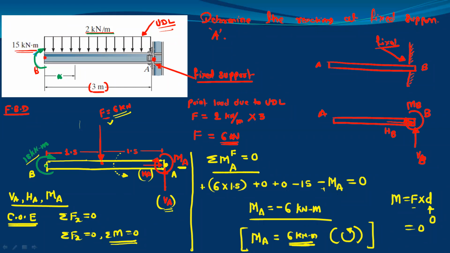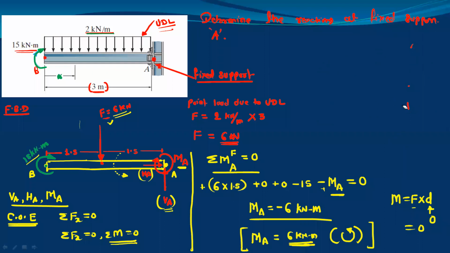Here, by using this equation, we have calculated the value of the unknown reaction MA. Now use the remaining two conditions. By using the remaining two conditions, we can find out HA and VA. Use summation Fx equal to 0. For summation Fx, HA is positive because it is on the positive x side. There is no other force in the x direction, so HA is equal to 0. Directly you will get the value of the unknown reaction HA.